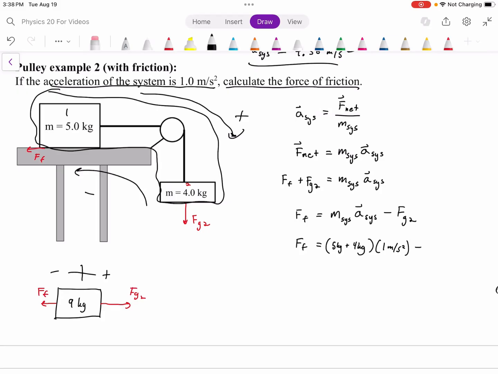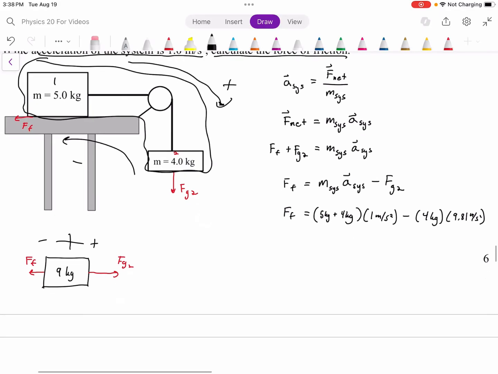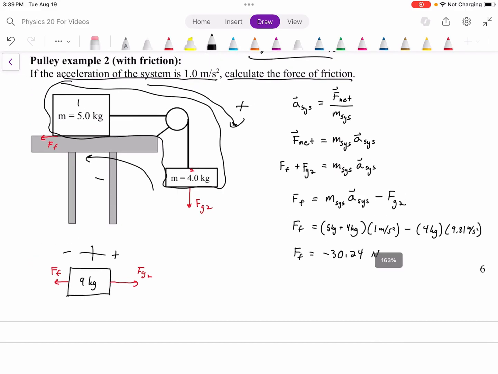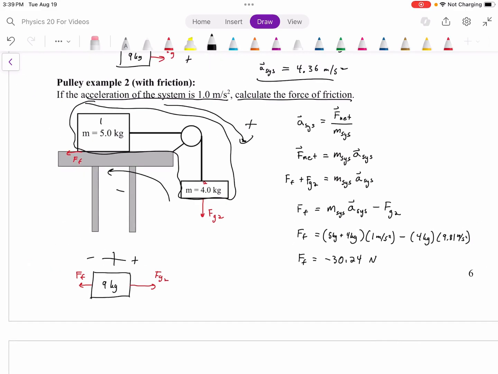And then we're going to subtract m2, so 4 kilograms, times a positive 9.81 because gravity is helping it move here. It's not working against the motion. It's actually the entire reason for the motion. So paying careful attention to my signs there, doing that math, I got that the force of friction must be negative 30.24 newtons.